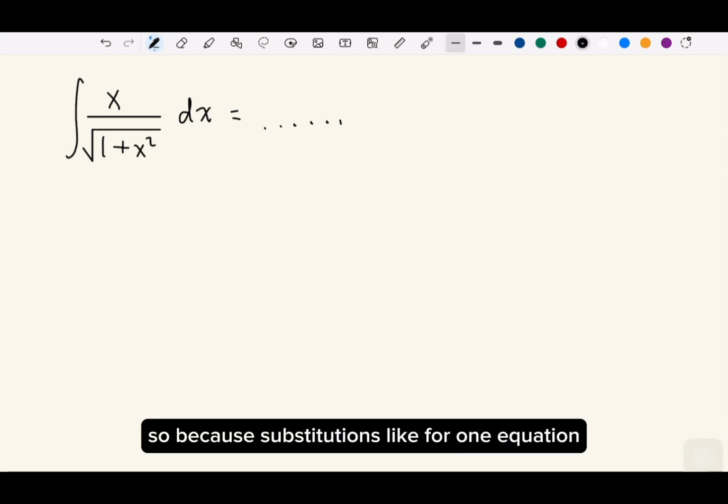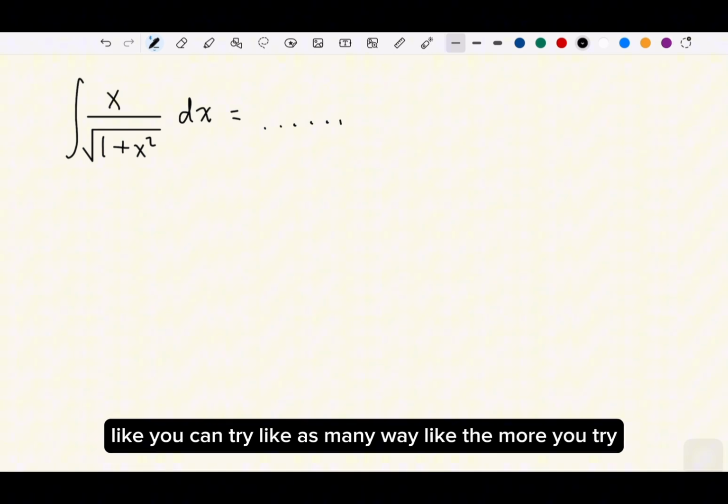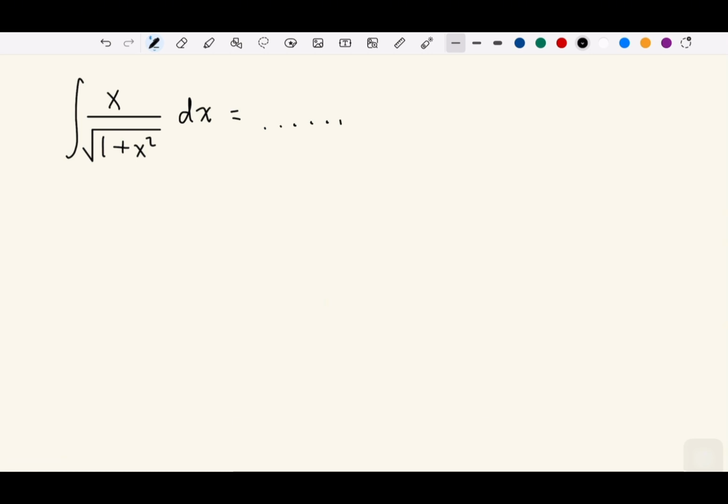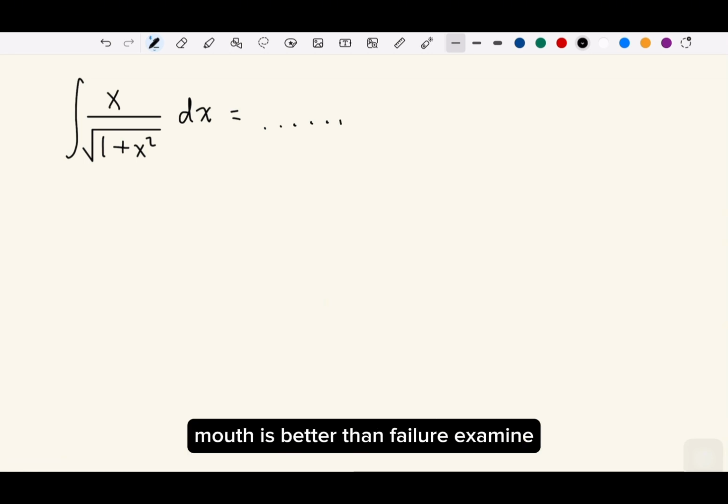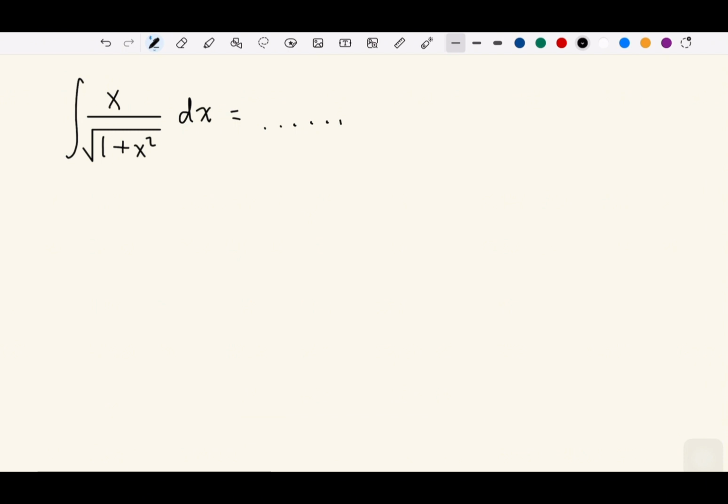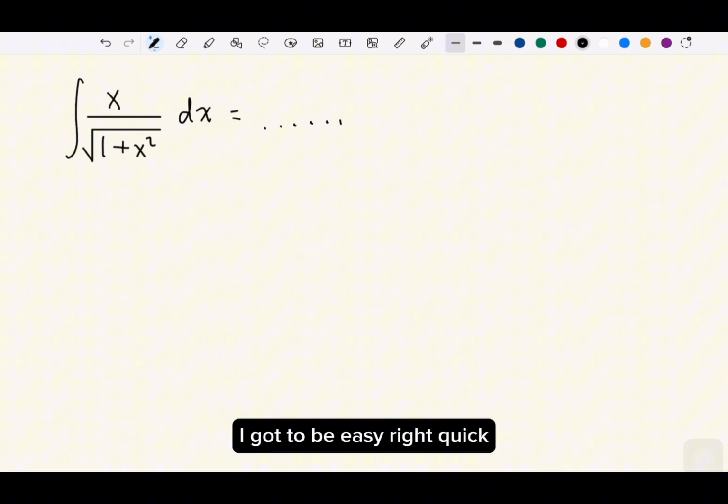Because for substitutions, for one equation you can have many ways to substitute. You can try as many ways as you like. The more you try, the more you take failure. Now it's better than failure in the exam, right? So just try anything. If you don't try, you will not know how to do this. Okay, a bit easy, right?